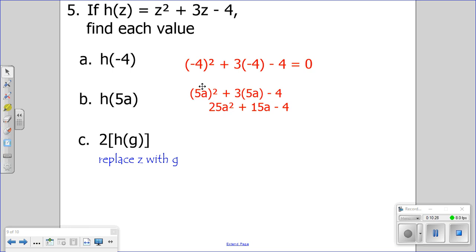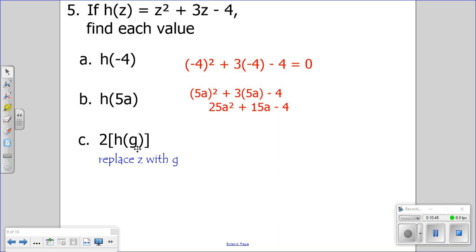Biggest thing here is make sure that you square the number and the variable. So 25 would be 5 squared and then a squared. And then distribute or multiply here. So 15a, and you'll have an expression. You won't have a singular number.